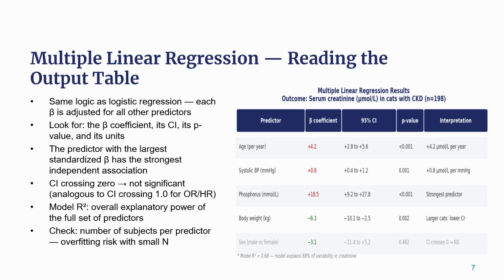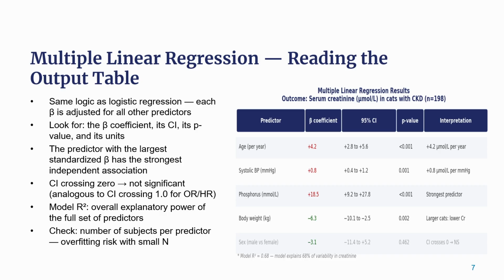The key difference is that the coefficients are in original units, making them directly interpretable without transformation. A beta of plus 18.5 for phosphorus means that each 1 micromole per liter increase in serum phosphorus is independently associated with 18.5 micromoles per liter higher creatinine. That's a large, clinically significant association.